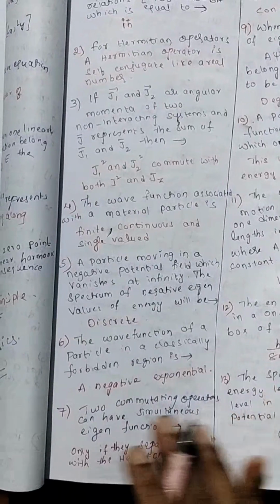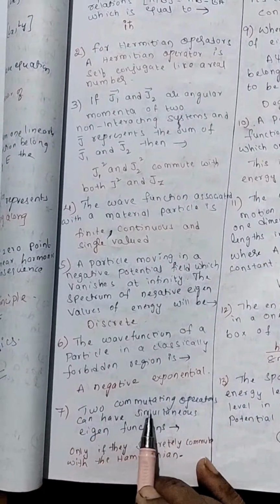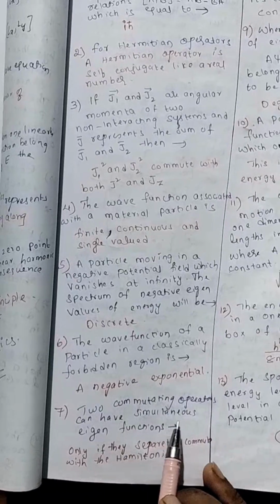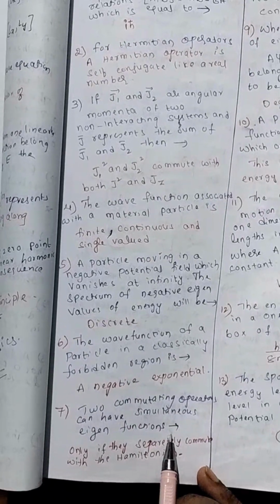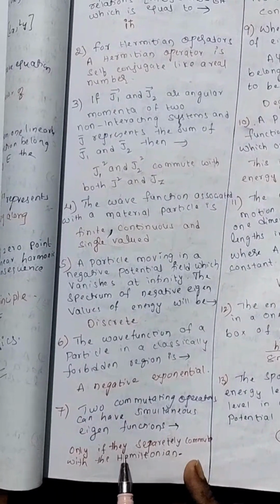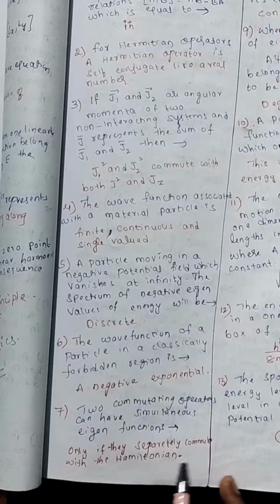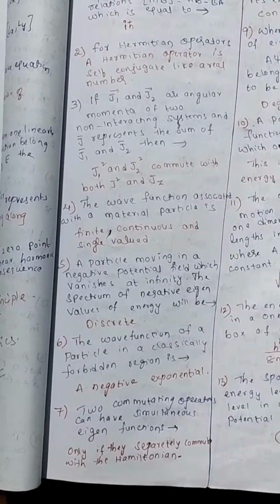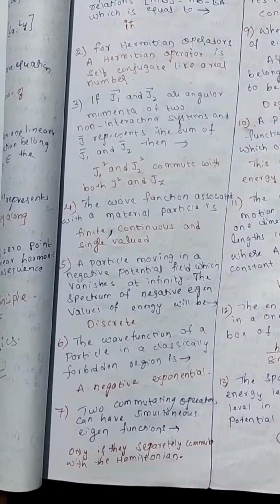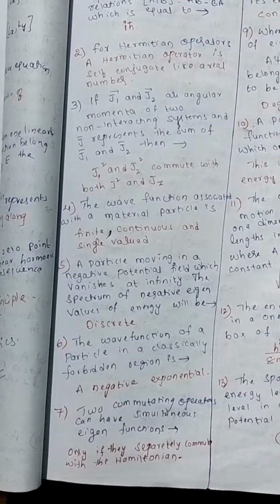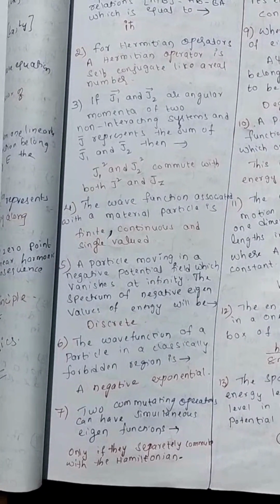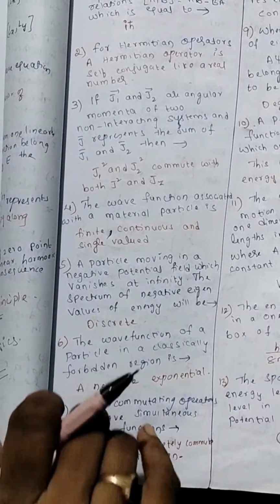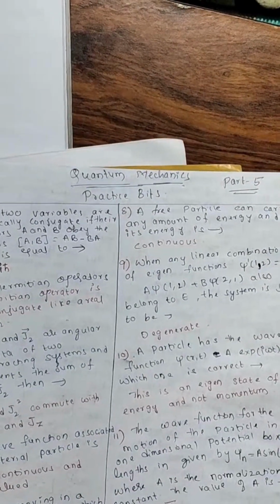Next, two commuting operators can have simultaneous eigenfunctions only if they separately commute with the Hamiltonian. When they have simultaneous eigenfunctions, the two commuting operators will have simultaneous eigenfunctions only if they separately commute with the Hamiltonian.